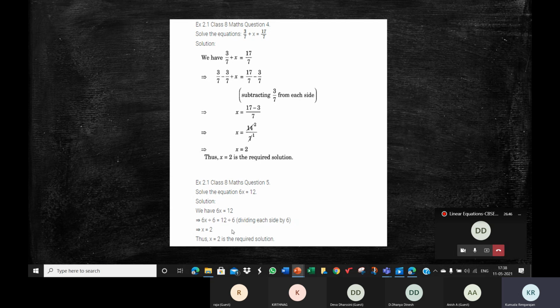Can you see it on the screen? Divide by 6 on both the sides. What is 6x divided by 6? X. What is 12 divided by 6? 2. So the value of x is 2. In the earlier sum, we had 3 by 7 and x connected by the plus sign. So this 3 by 7 will become 0 if you subtract 3 by 7 from both the sides. 3 by 7 minus 3 by 7 is 0. If it is 0, that means it disappears from the LHS.